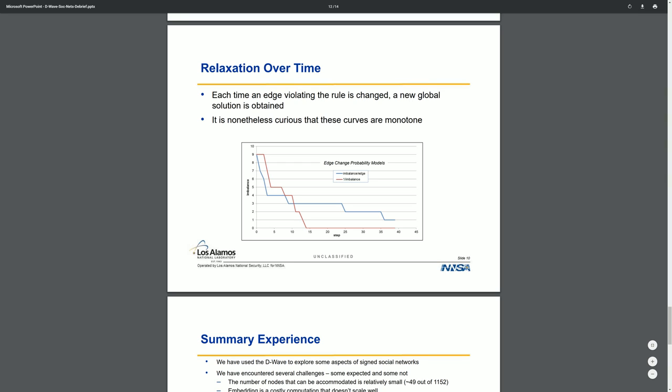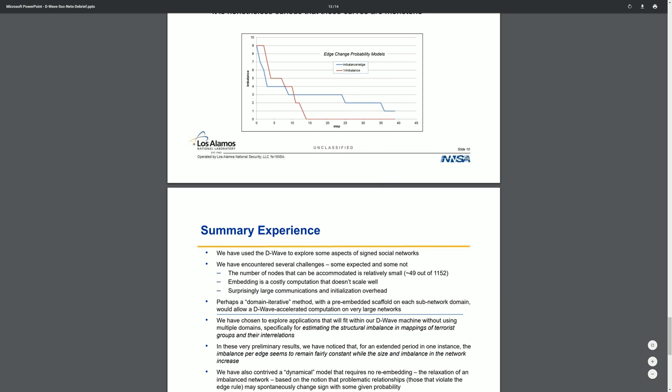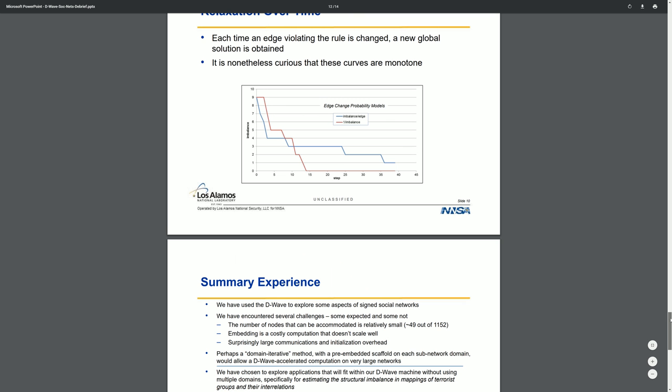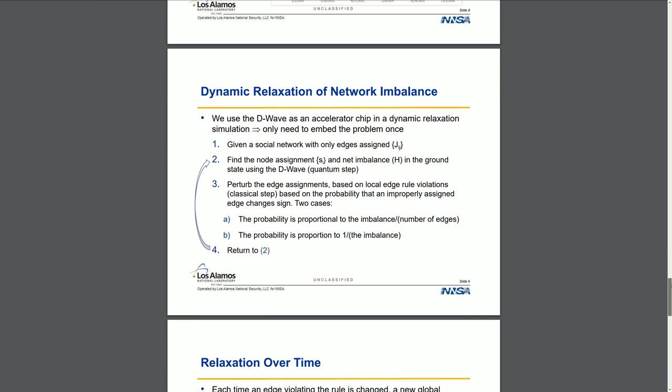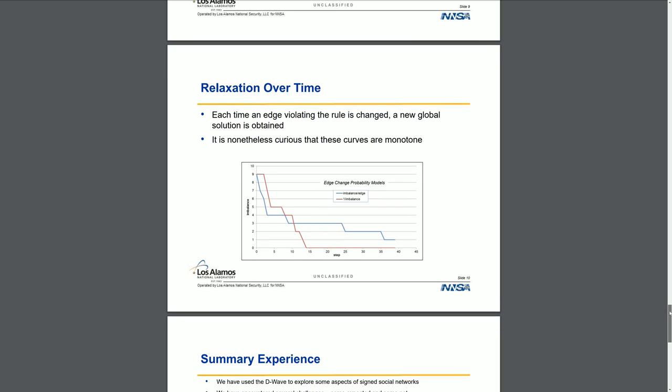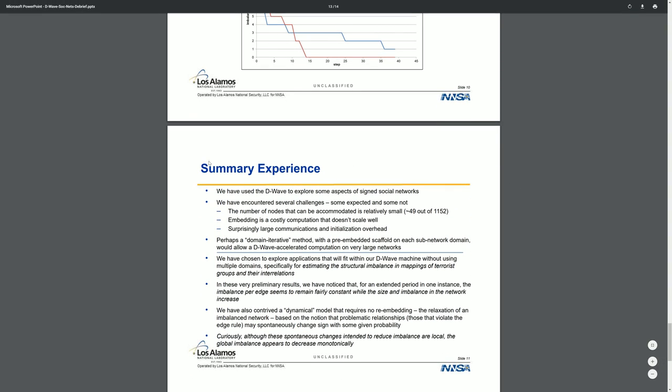It is nonetheless curious that those curves are monotone. Yeah, you never know. Here could be another attack or something. I mean, what kind of people are doing something like this? Honestly, something is terribly wrong in their heads. But I'm not going into this. This is about quantum computers. It just was interesting to see that.